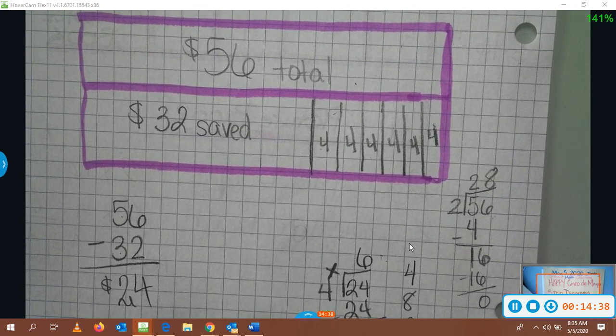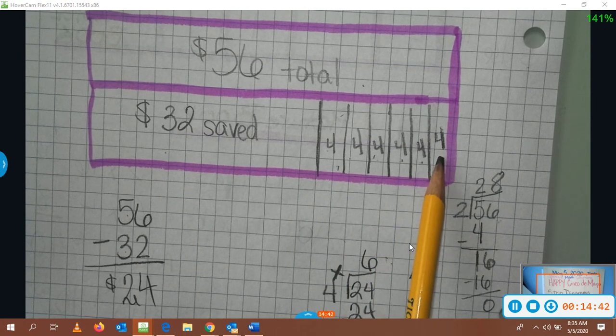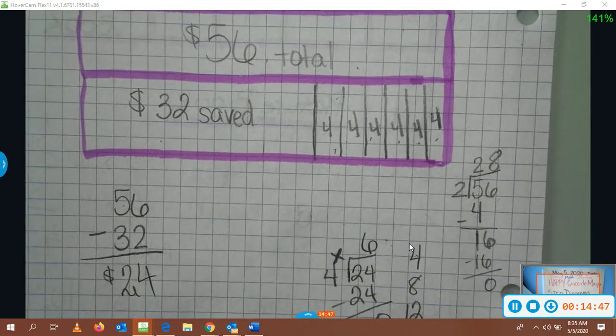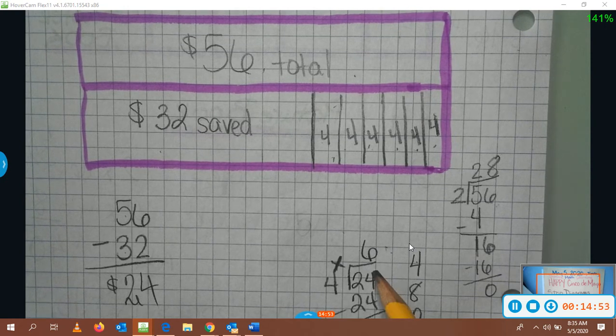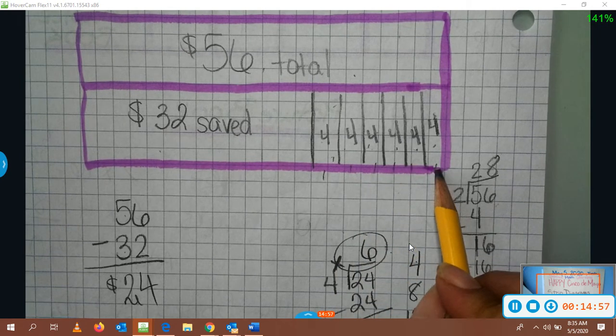Because if I add 32 plus 4 plus 4 plus 4 plus 4 plus 4 plus 4, that's going to give me back the total of 56. So how many more weeks will she be able to afford her purse? And the answer is 6. 1, 2, 3, 4, 5, 6.